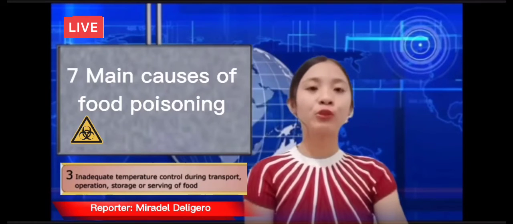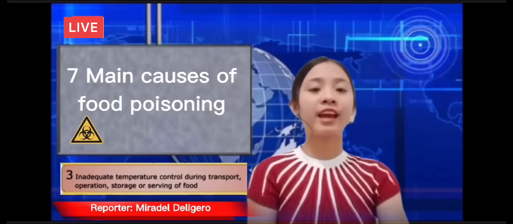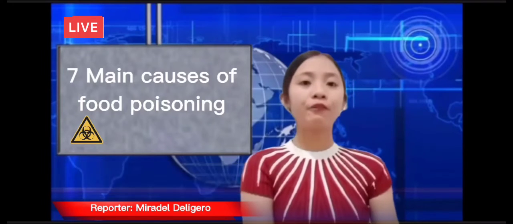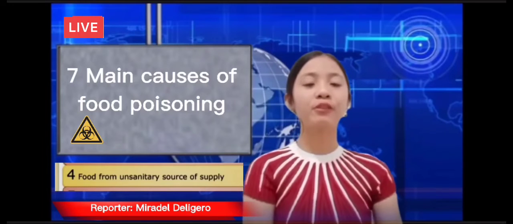The third main cause of food poisoning is inadequate temperature control during transport, operation, storage, or serving of food. Inadequate temperature control can lead to bacteria and viruses. To prevent food poisoning, we should maintain cleanliness in our surroundings and use a time and temperature combination to destroy a specific microorganism.